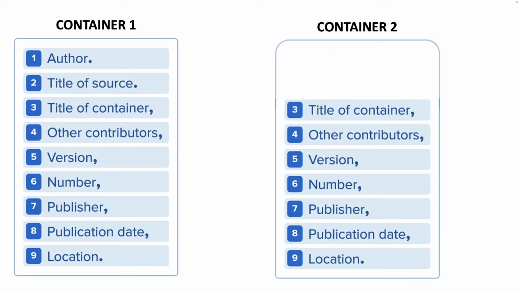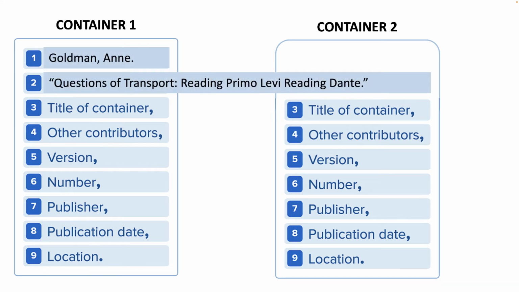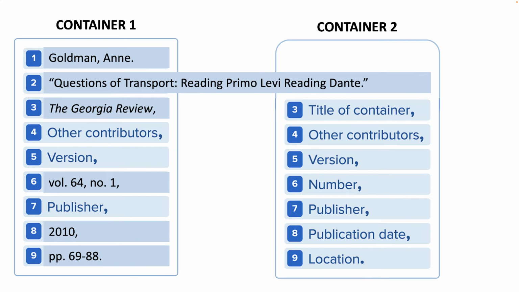All right, sometimes we need a second container. Sometimes our source flows over into another container because we are finding the source in a library database, which will be the case for most of you. So let's pick an author, Anne Goldman. The title of her article is Questions of Transport, Reading Primo Levi, Reading Dante. We found it in the Georgia Review, a periodical. We didn't have any contributors, we didn't have any versions, so we skipped down to the volume and number of the periodical, volume 64, number 1. Again, no publishers, so we go down to the date, 2010, and it appears on pages 69 through 88.